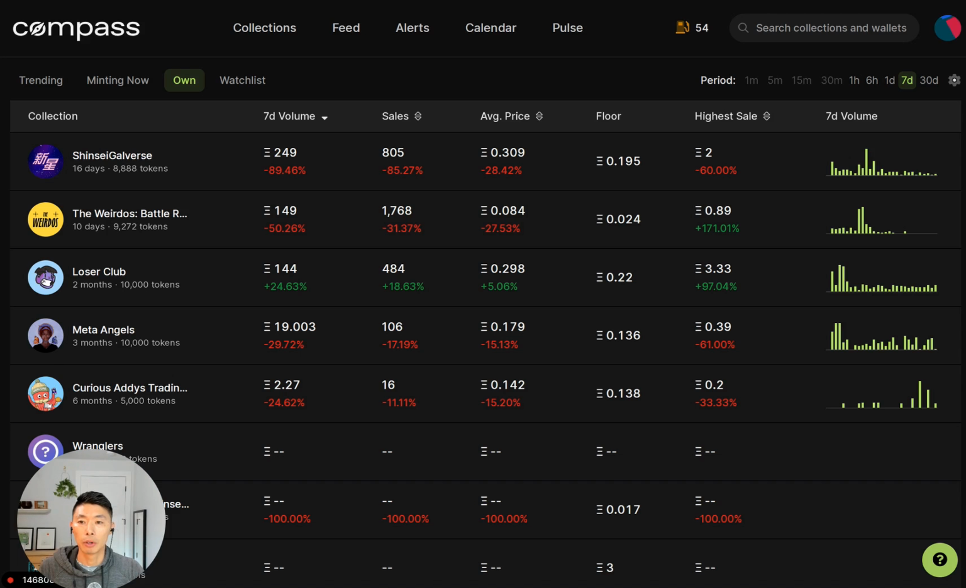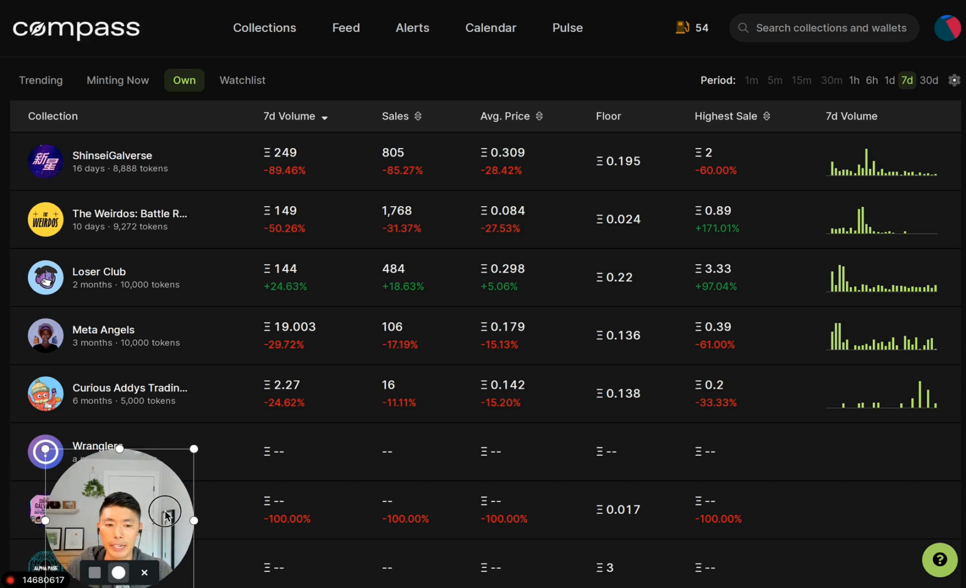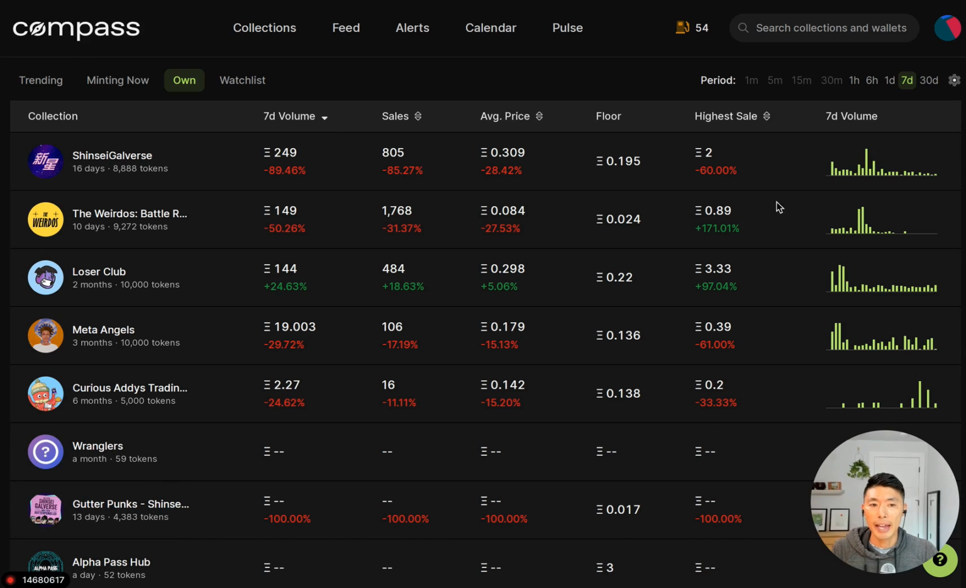Now, another tool that I think is cool is Compass. So I've linked my wallet here. These are some of the assets that I own here. And so here's a Galverse. Now, what I think is particularly helpful, because you can see a dashboard like this from different tools of what the volume is over time and what the floor price is and sales and stuff, but it's this column here. So basically, what is the most recent trend?